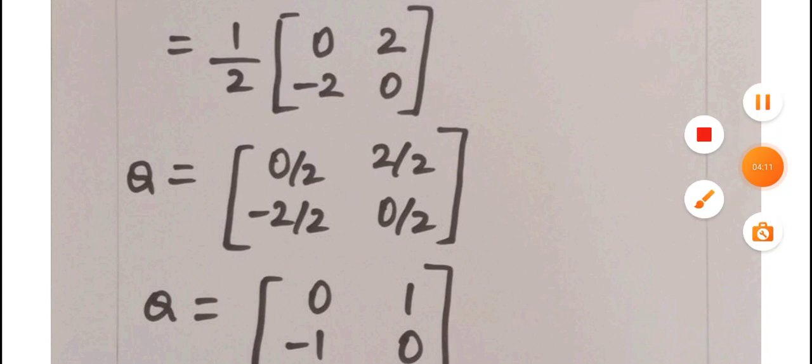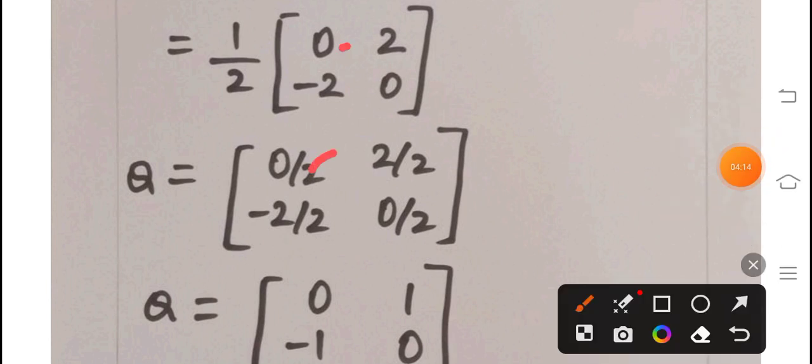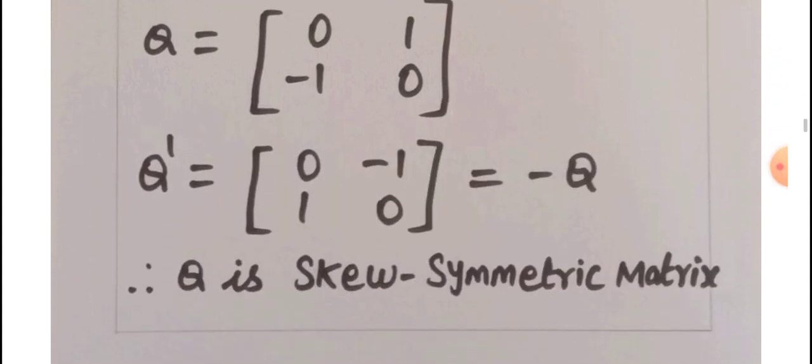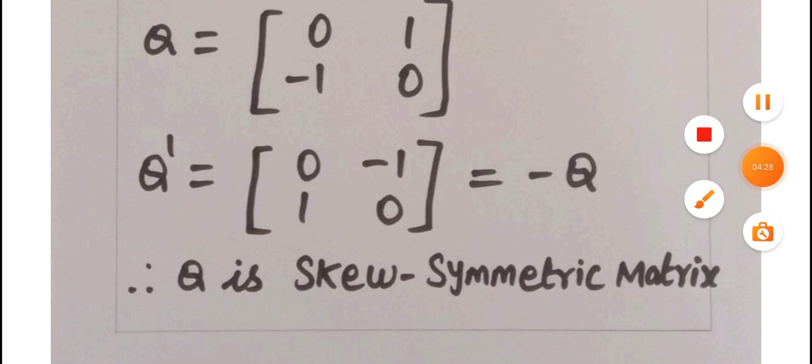So once you have started dividing here, 0 by 2, 2 by 2, minus 2 by 2, 0 by 2. So 0 by 2 becomes 0, 2 by 2 becomes 1, minus 2 by 2 becomes minus 1, 0 by 2 becomes 0. We got Q.